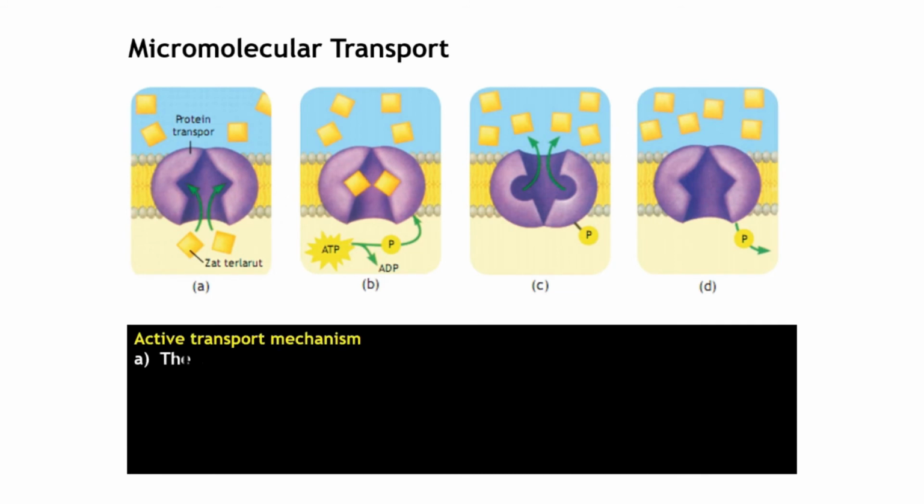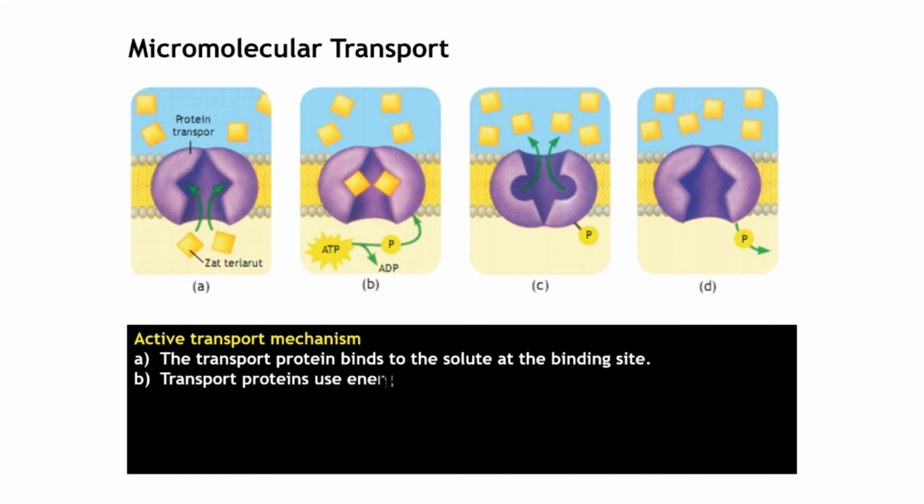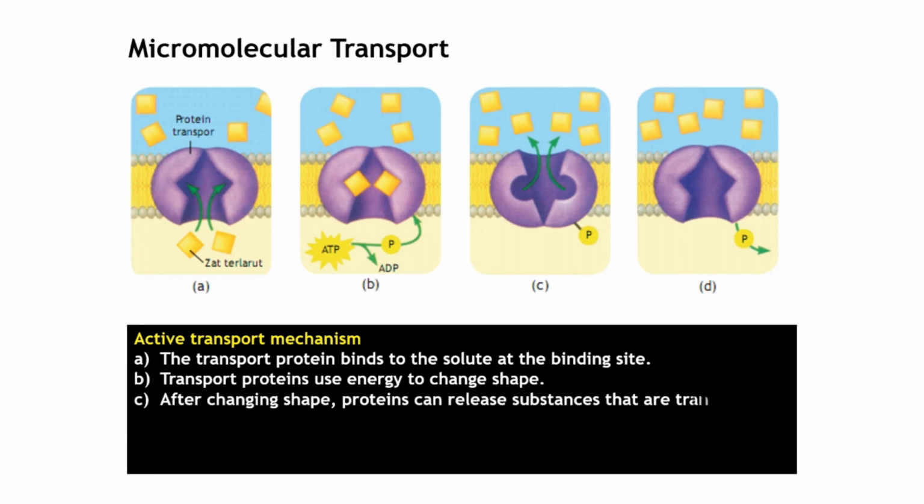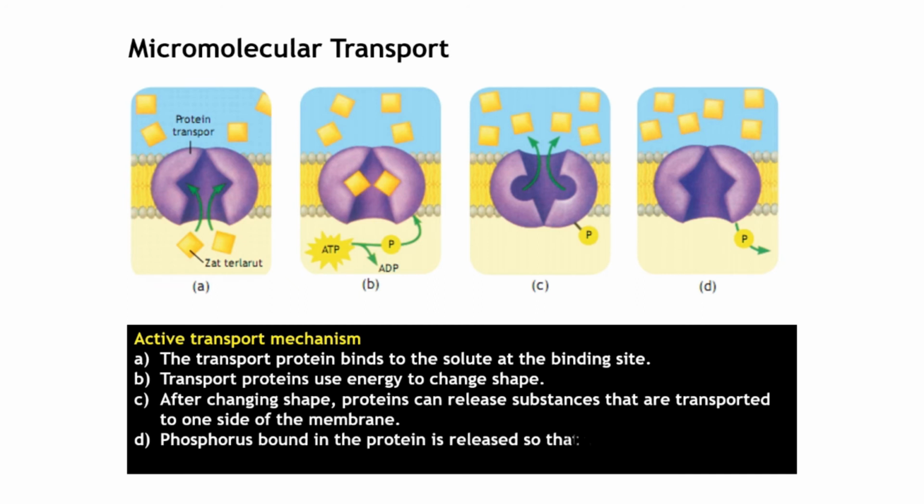Active transport mechanism. A. The transport protein binds to the solute at the binding site. B. Transport proteins use energy to change shape. C. After changing shape, proteins can release substances that are transported to one side of the membrane. D. Phosphate bound in the protein is released, so that the protein returns to its original shape.